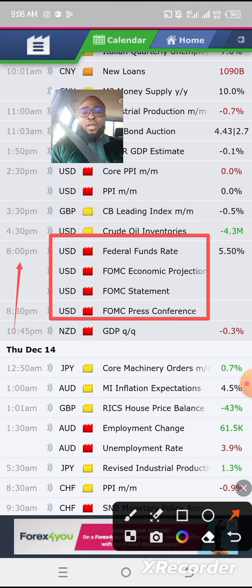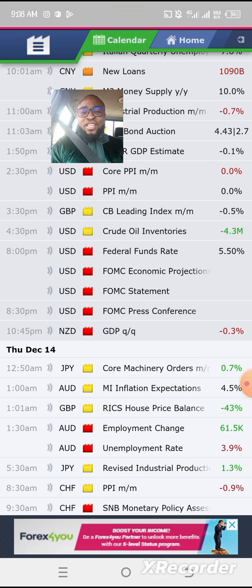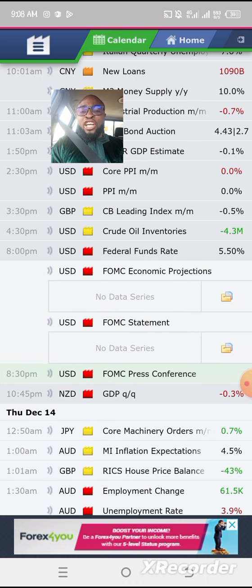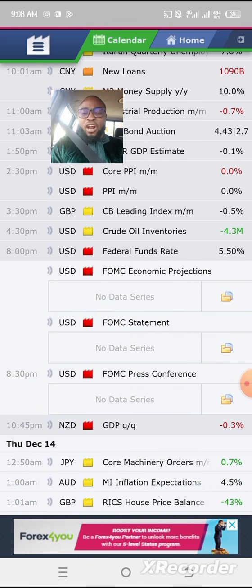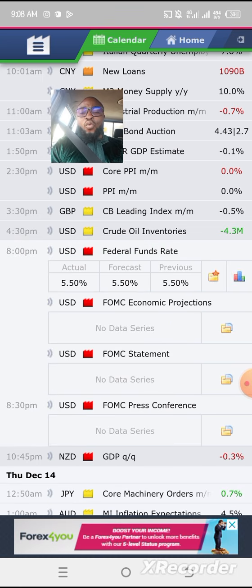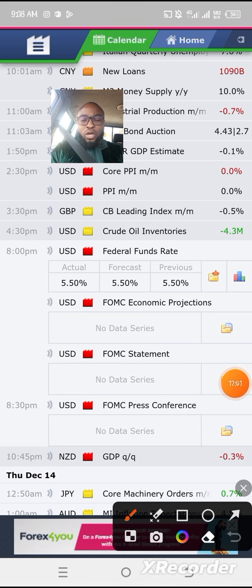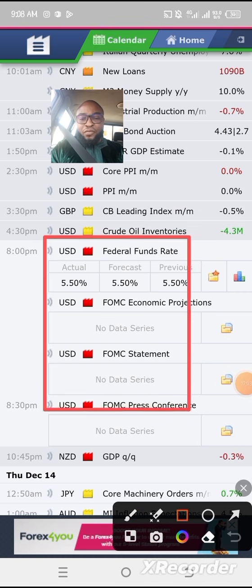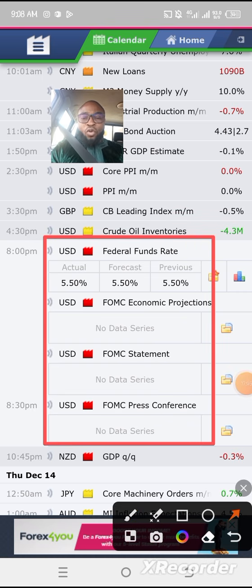Okay? Now, when the news results were released, all the remaining ones have no data. But we have only one that has data. I am dealing with these 4 news that affected the market on that fateful day. This has no data, no data, no data. When news has no data, the market will decide where to go on its own.